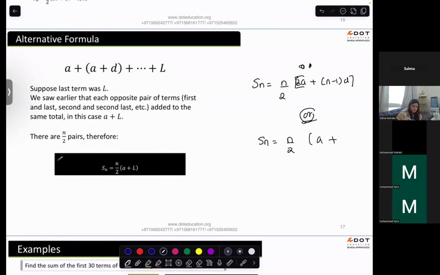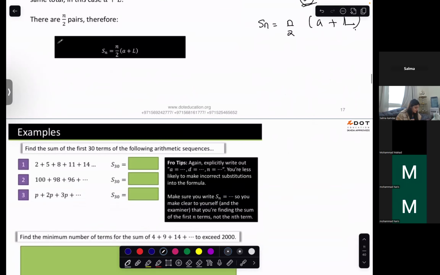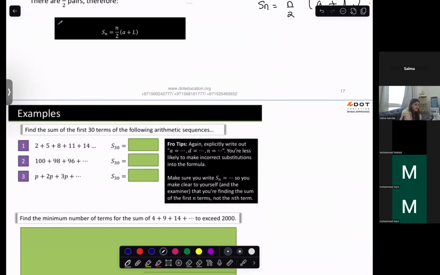Okay. What is the formula? n divided by 2, a plus l. L is also called what? Last term means what? Last term. Nth term. That is the Tn. Okay.